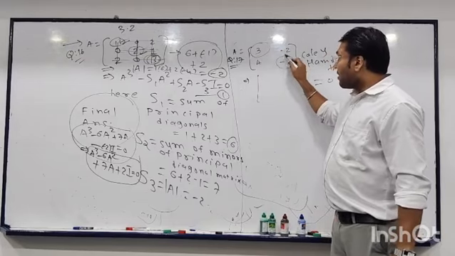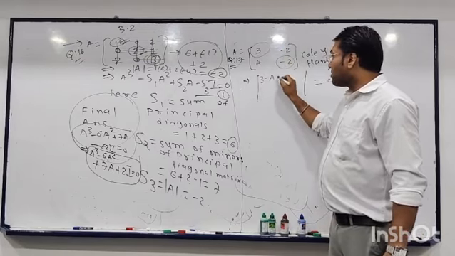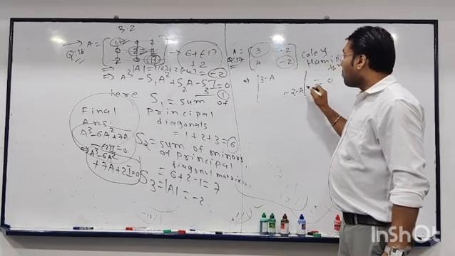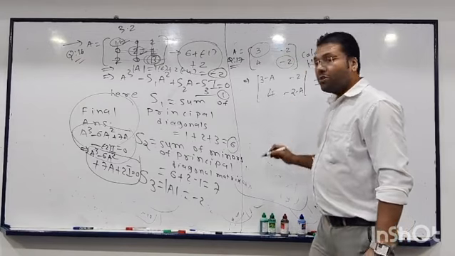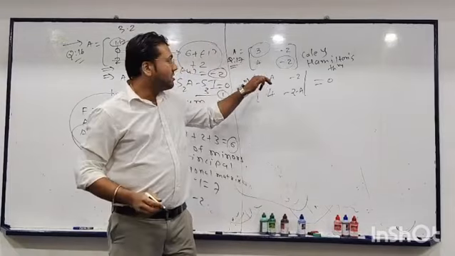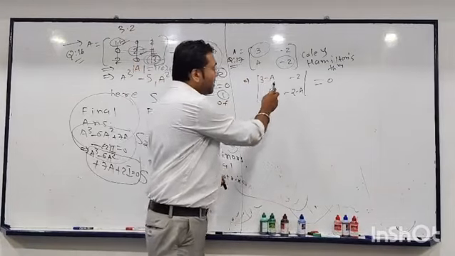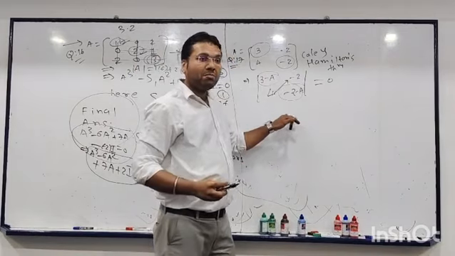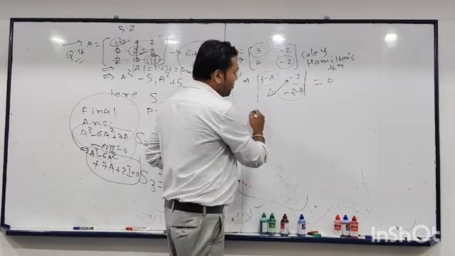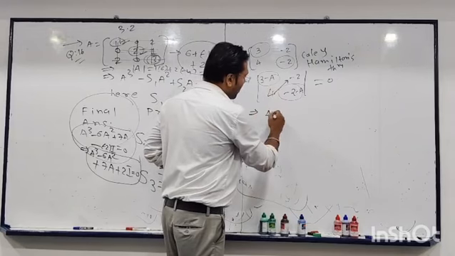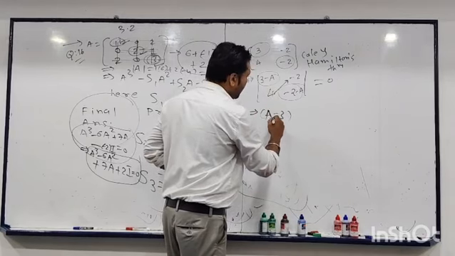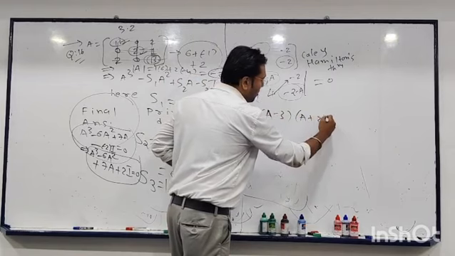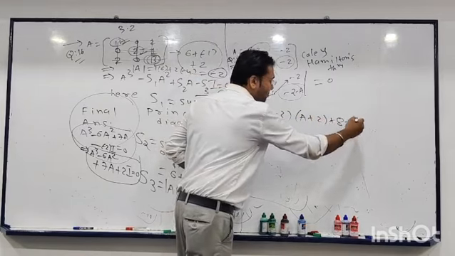in principal diagonal value, just subtract A. Whatever the determinant value you are getting, just expand it by multiplication of principal diagonal minus multiplication of secondary diagonal. So what you are getting by expansion? A square minus 3A plus 2 plus 8 equal to 0.